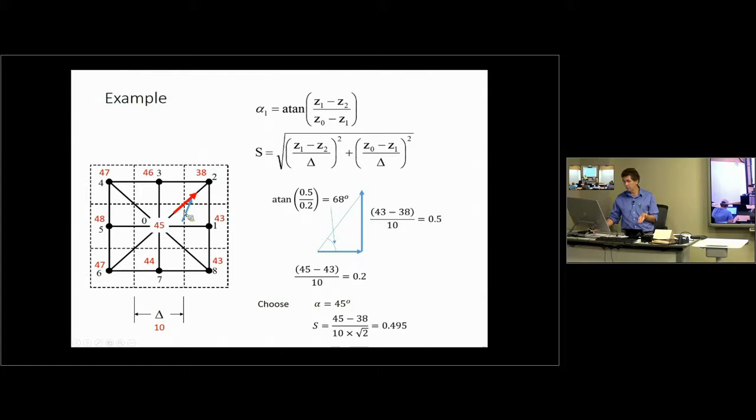The d-infinity slope would be 0.495. And that's effectively collapsed down to d8. The d8 slope would be the same value, and the d8 encoding would be whatever the encoding for that direction is.